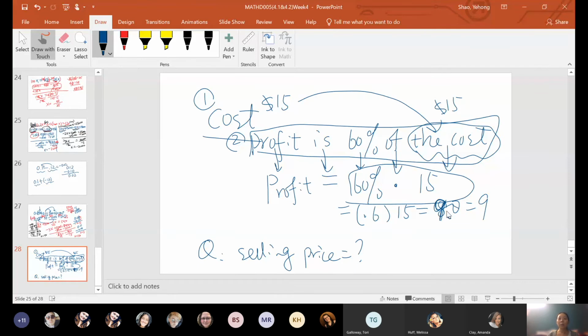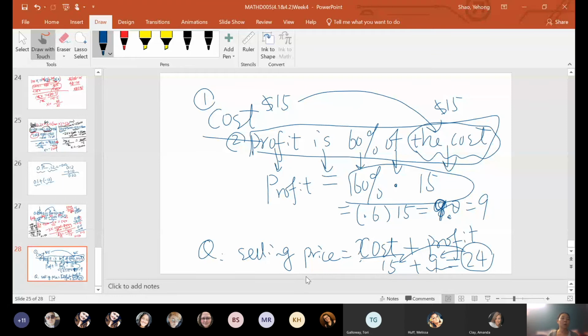Okay, so how much should you sell it for? The selling price should be equal to the money you paid for each product, $15, plus the profit you want to make, right? So cost is $15 each, plus you want to make $9 out of it. So that together, the selling price should be $24. Okay, so that $24 will not only cover the cost that you have, but also make you $9.